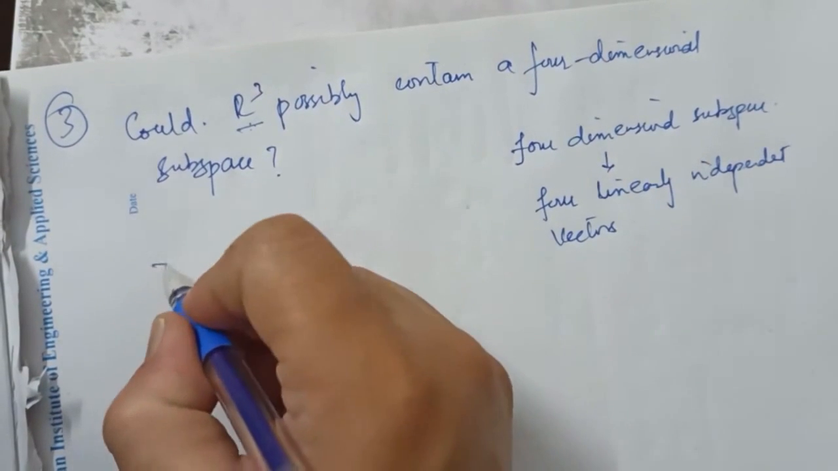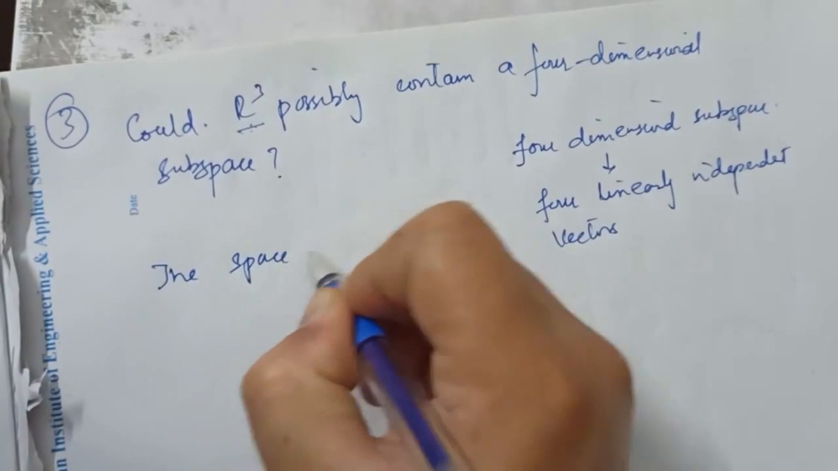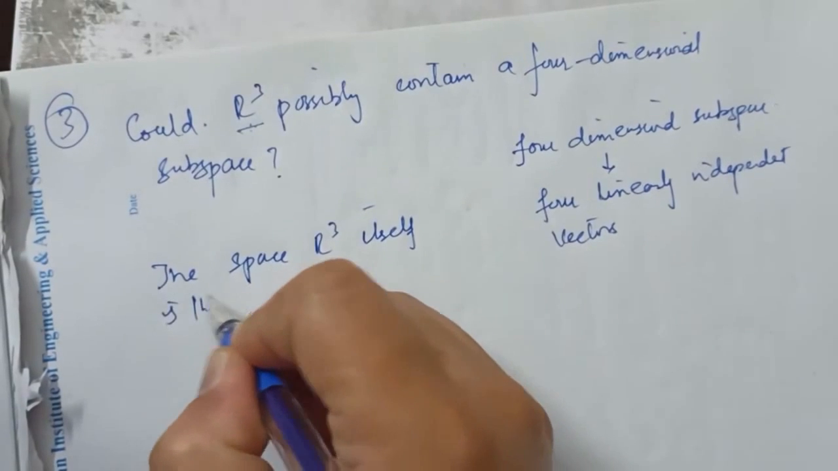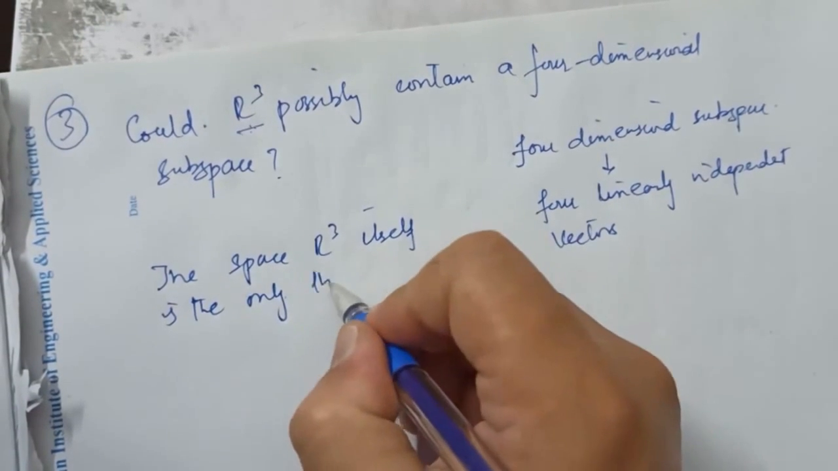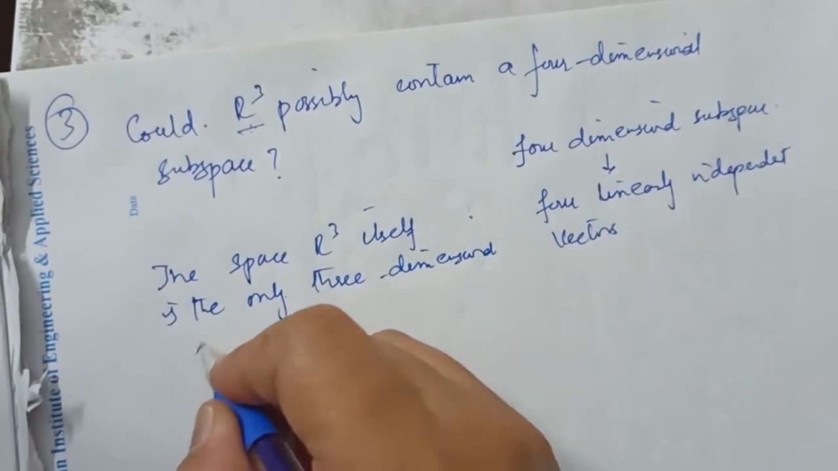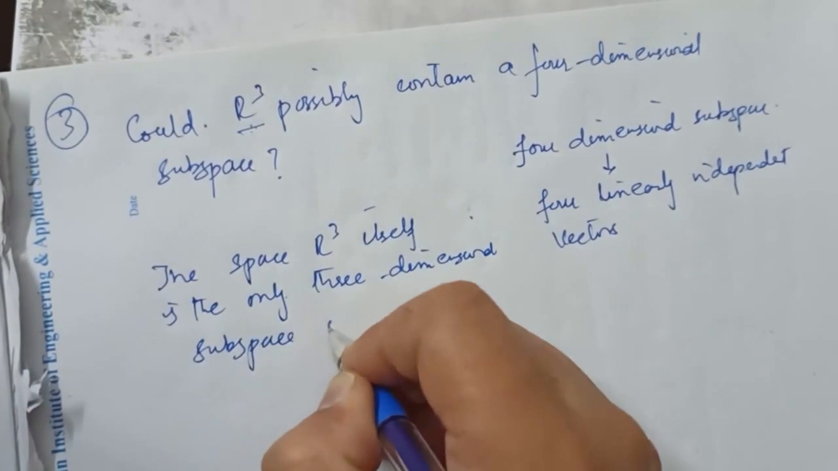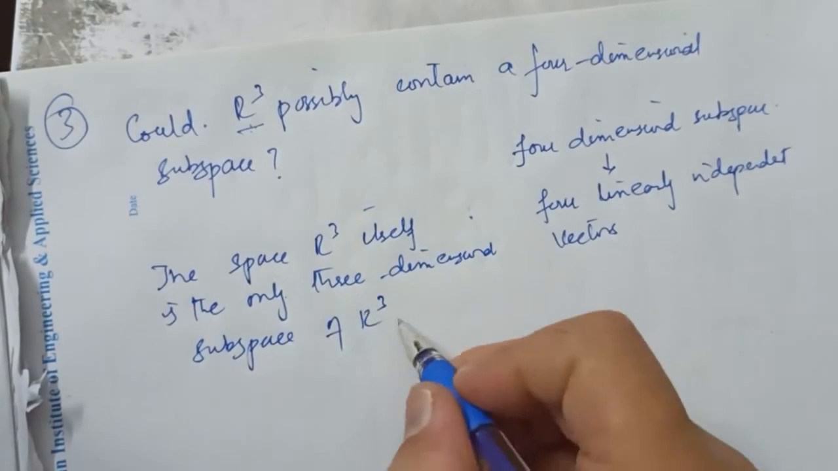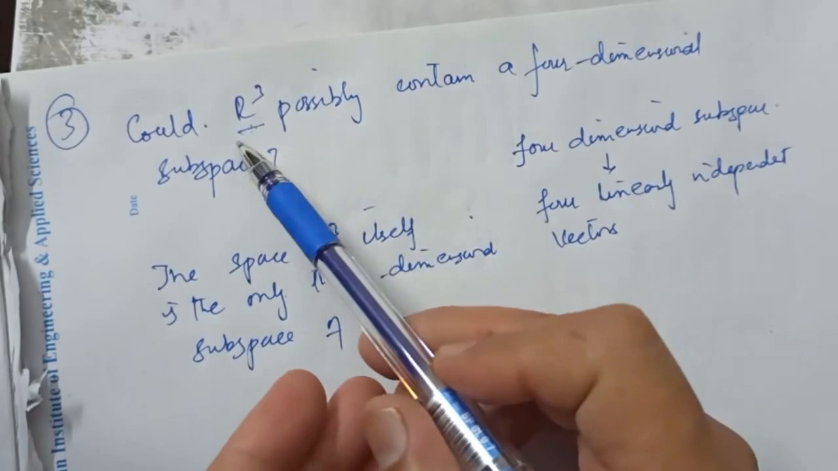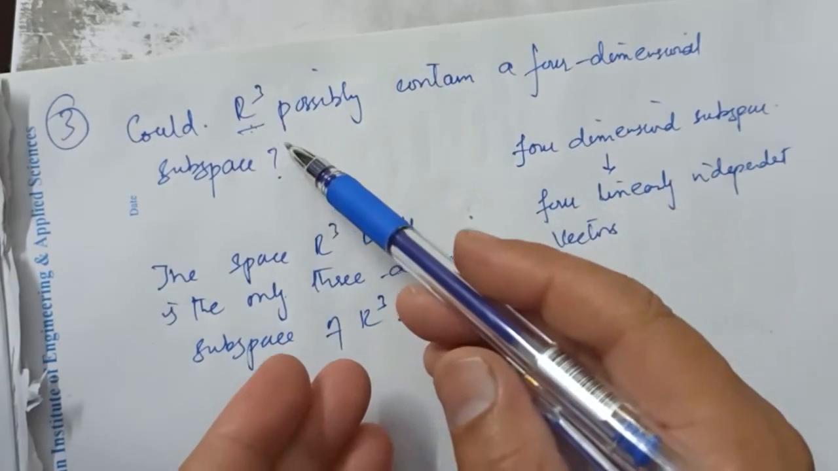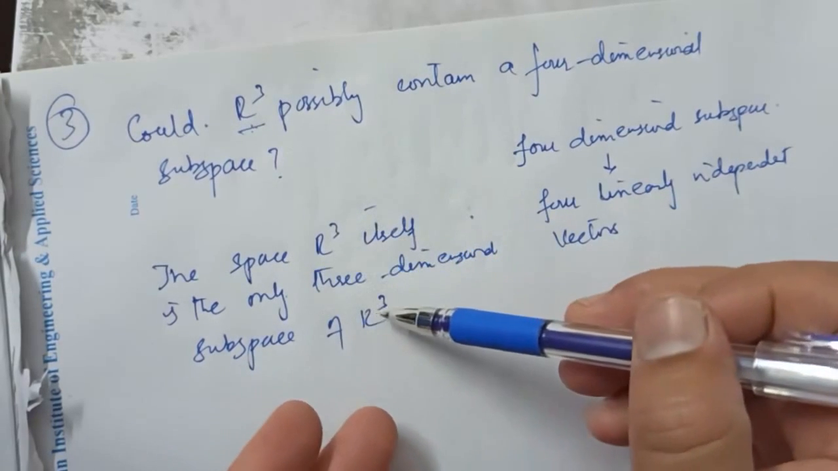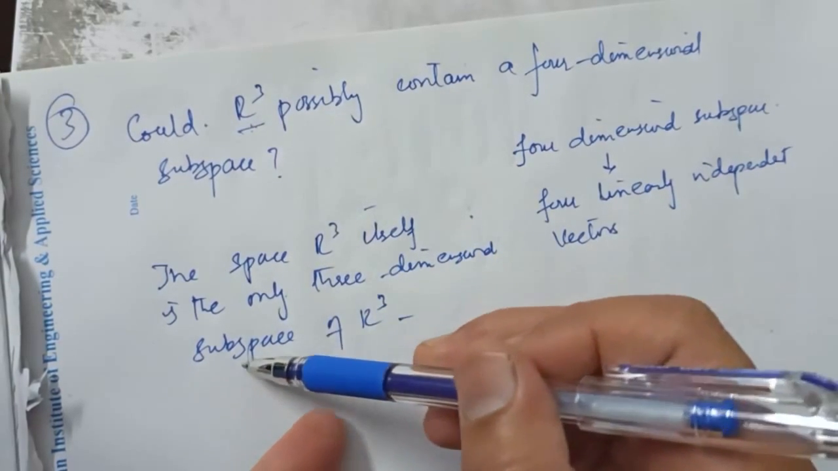So the space R cube itself is the only three-dimensional subspace of R cube. So the only subspace dimensions that you can have in R cube are 2, 1 or 0, because if you are trying to define a three-dimensional subspace of R cube, you can only define itself as a subspace.